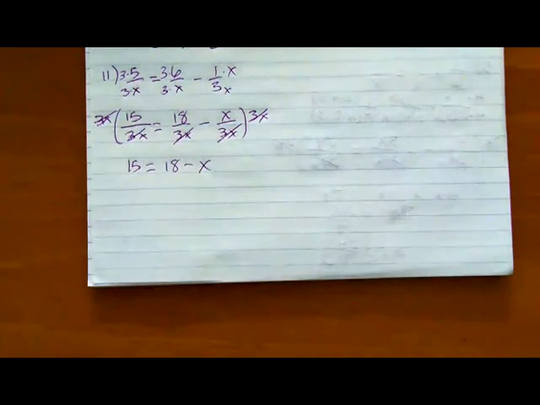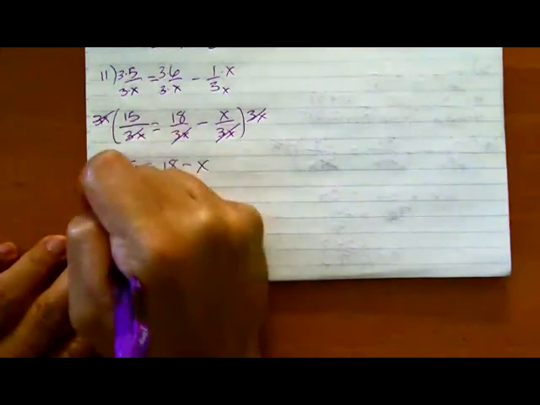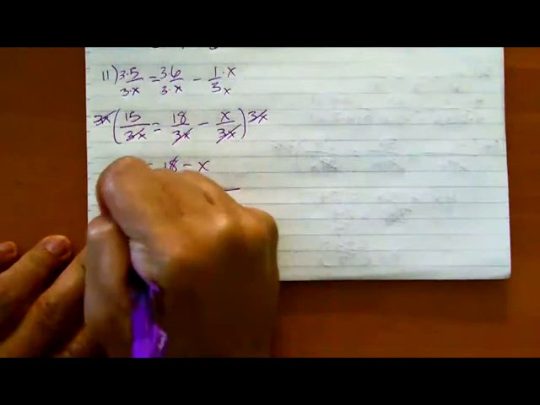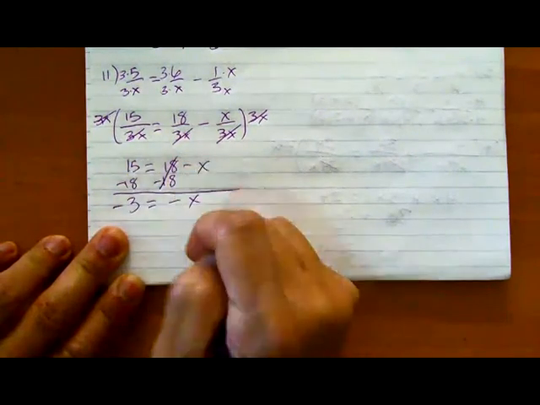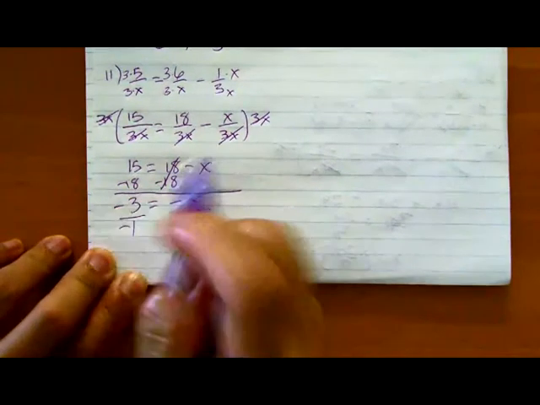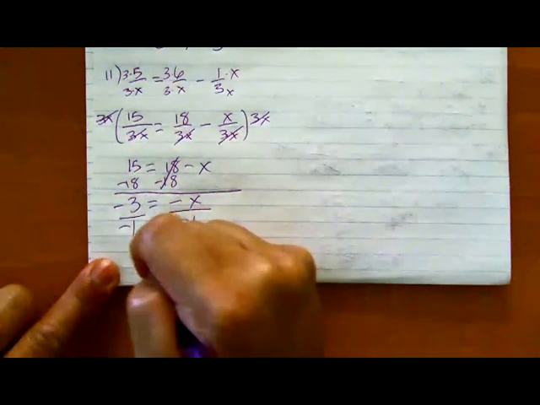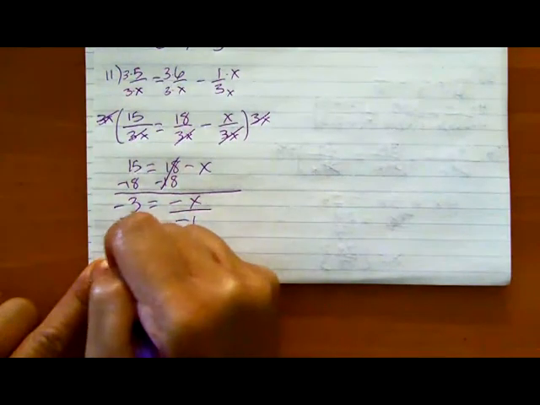No fraction, all we gotta do is get x by itself. (3 equals -x). Just gotta get rid of the negative. X equals 3.